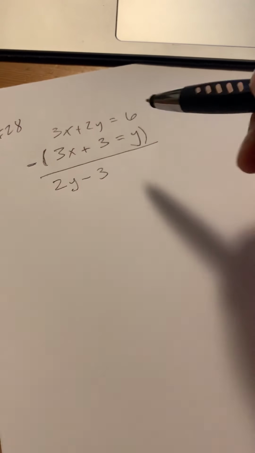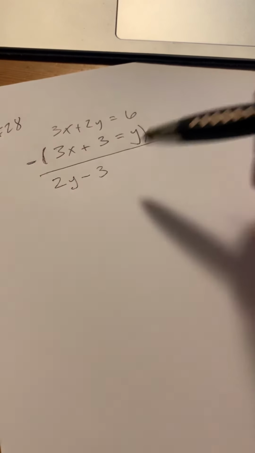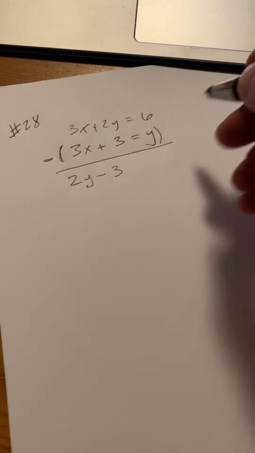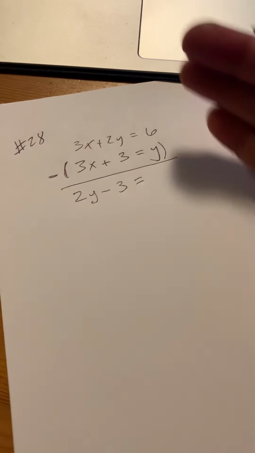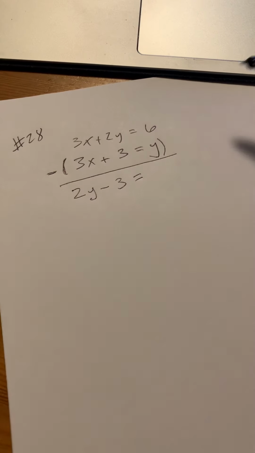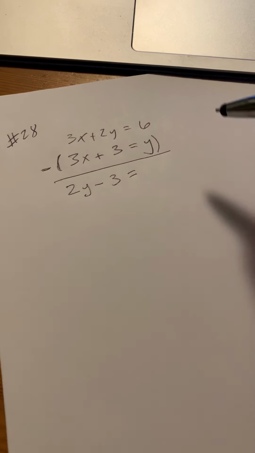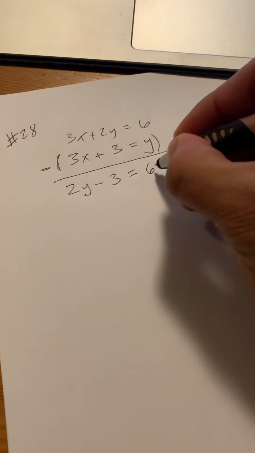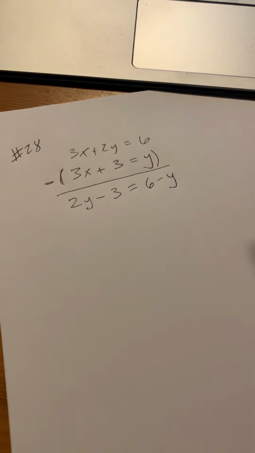2y minus 3. I can't take the 3 from this 2y because they're not like terms, so make sure you leave that the way it is. I have the equal sign. So now I also do the same thing on the right side of the equal sign, and I still use the subtraction sign that I'm using over here. And I tell myself 6 minus y. And so if you look at the answer key, the next step here says 6 minus y. So now I have this equation.